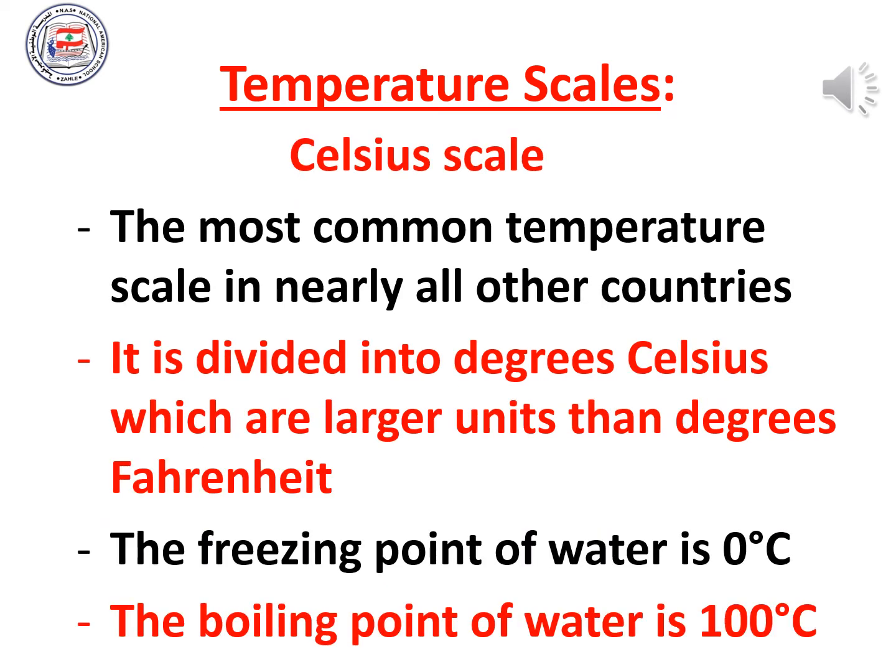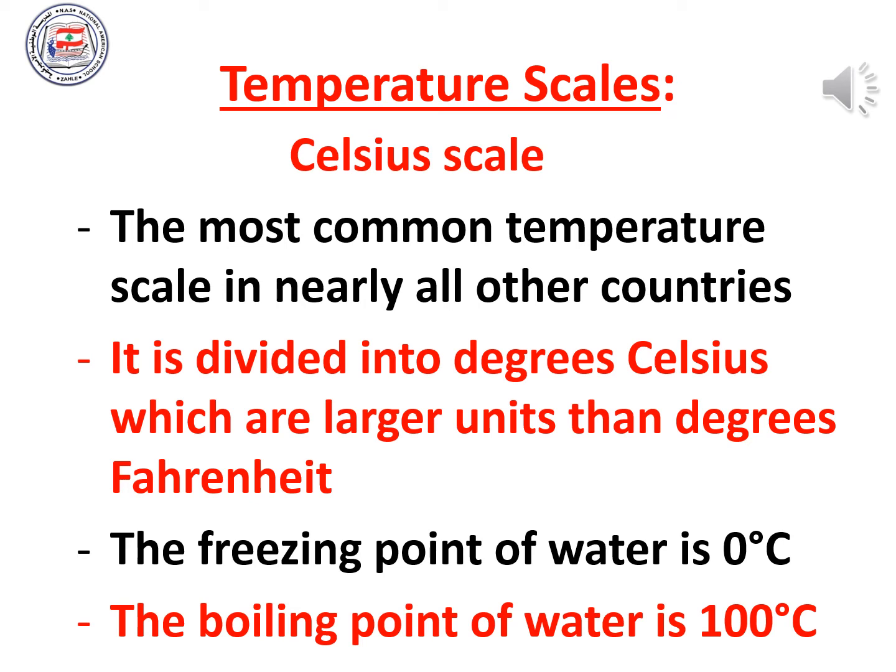The second scale is the Celsius scale. The Celsius scale is the most common temperature scale in nearly all other countries, like Lebanon. It is divided into degrees Celsius, which are larger units than degrees Fahrenheit. The freezing point of water on the Celsius scale is 0 degrees Celsius, and the boiling point of water on the Celsius scale is 100 degrees Celsius.